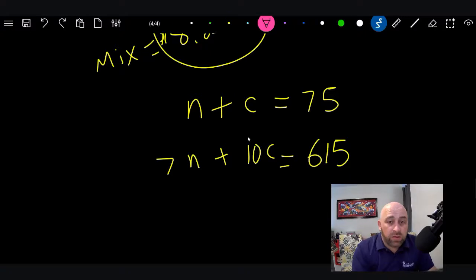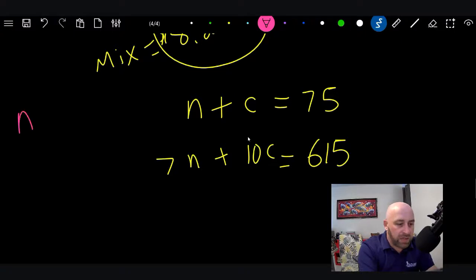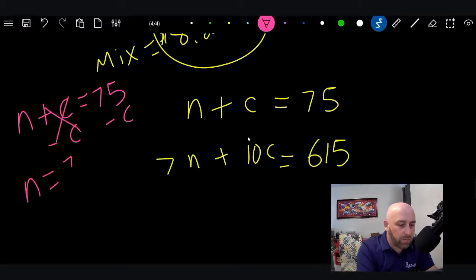How do we solve this? Well, let's do this one with substitution, okay? Last one we did with elimination, so we'll do substitution. Let's use this one, and we can solve this one very quickly. We'll say N plus C equals 75. We'll subtract C from both sides. That's going to cancel that. We're going to get N equals 75 minus C.